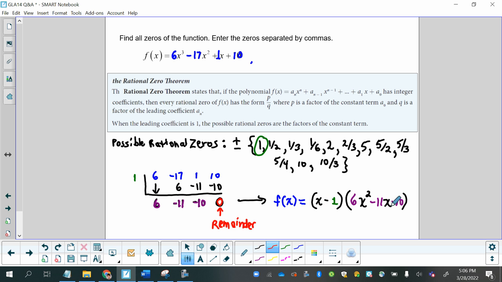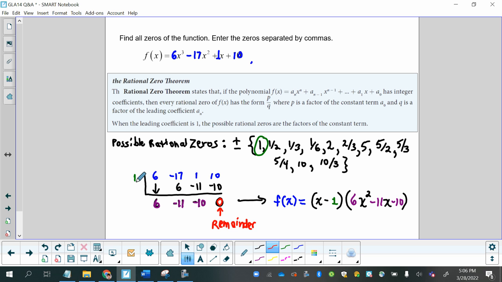So if you were to multiply all this back together, you would get back to the original function. So I'm just taking my original function and rewriting it in factored form based on the fact that I know one is a zero of the function, and therefore x minus one is a factor of the function. And why is there a connection there?